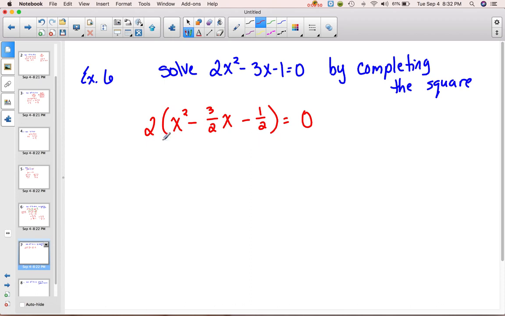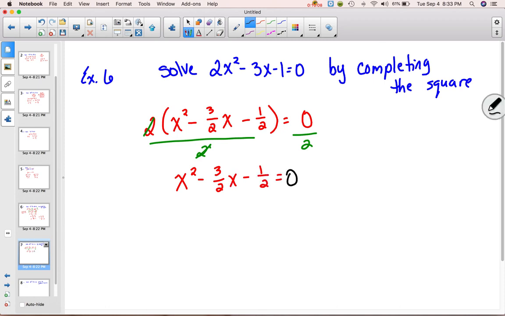Now if I divide both sides of my equation by 2, I'm still going to have it equal to 0. So now I have x squared minus 3 halves x minus a half equals 0. Okay, so moving on here, I'm going to move the constant to the other side.